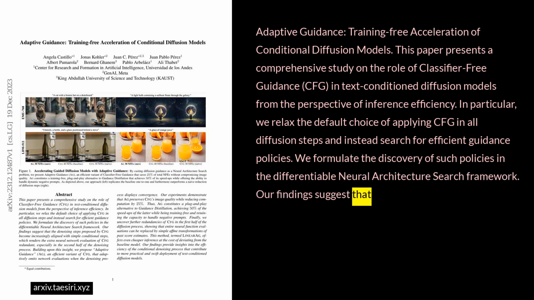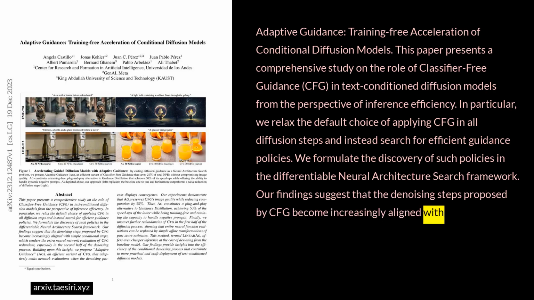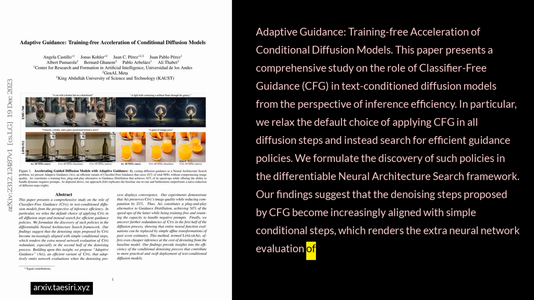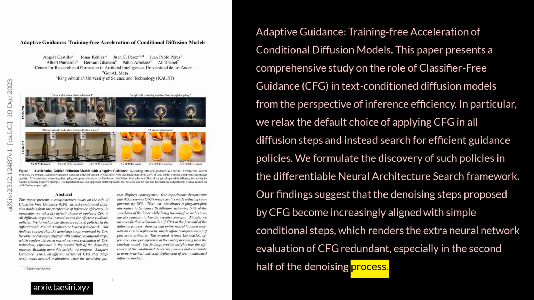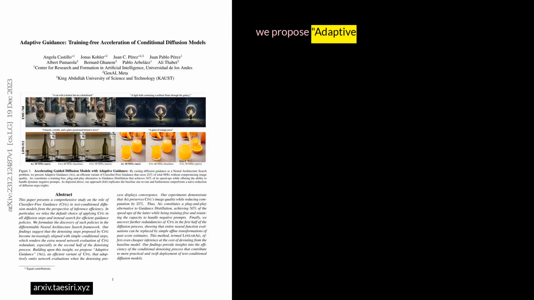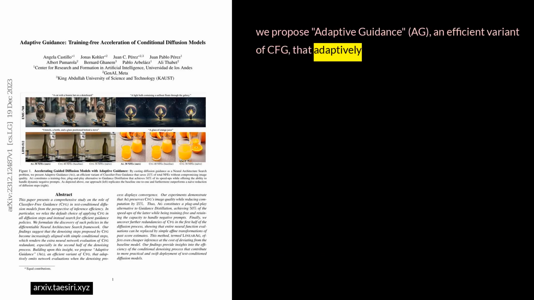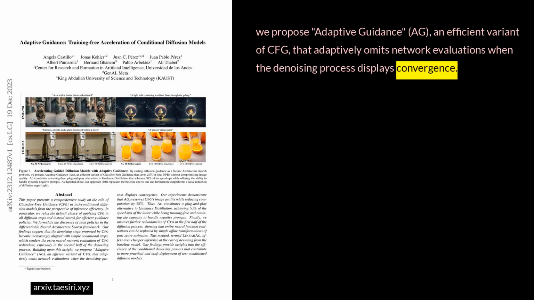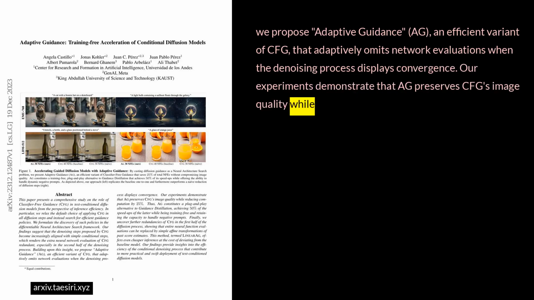Our findings suggest that the denoising steps proposed by CFG become increasingly aligned with simple conditional steps, which renders the extra neural network evaluation of CFG redundant, especially in the second half of the denoising process. Building upon this insight, we propose adaptive guidance, AG, an efficient variant of CFG that adaptively omits network evaluations when the denoising process displays convergence. Our experiments demonstrate that AG preserves CFG's image quality while reducing computation by 25%.